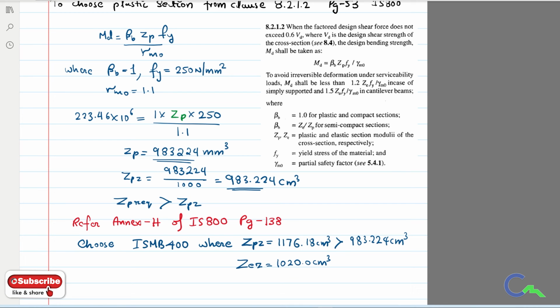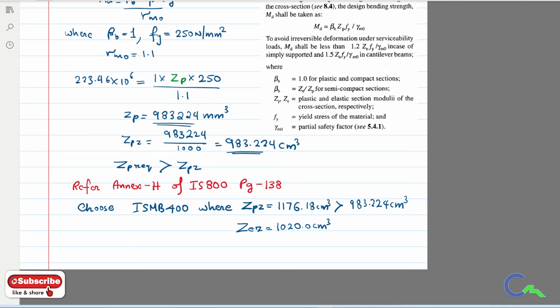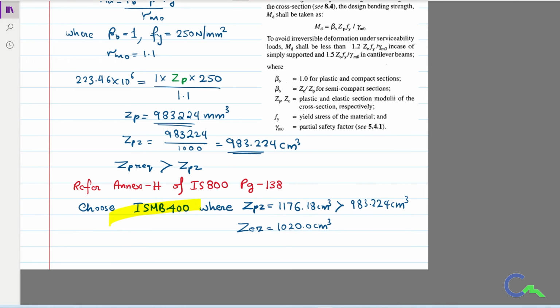I am going to refer to the steel table or Annexure H of IS-800, page 138. I have to choose one section which has a higher ZP value. So I chose here section ISMB 400, you can refer to that one. For ISMB 400, the ZP value is 1176.18 centimeter cube. Also note down what the ZEZ value is, it is required later.